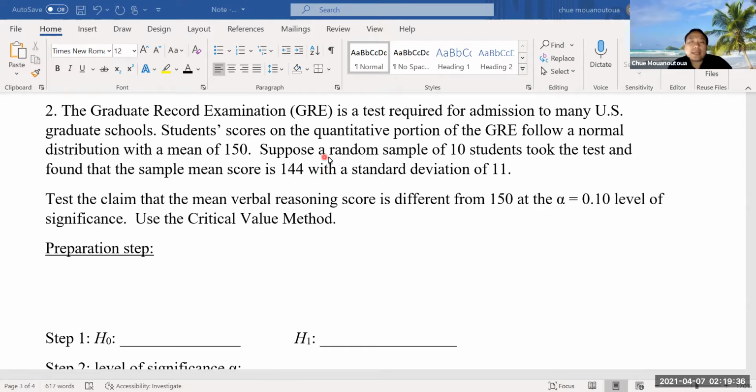So suppose a sample of 10 students took the test and found that the sample mean score is 144 with a standard deviation of 11. Test the claim that the mean score is different from 150 at alpha is 0.10 level of significance. Use the critical value method.